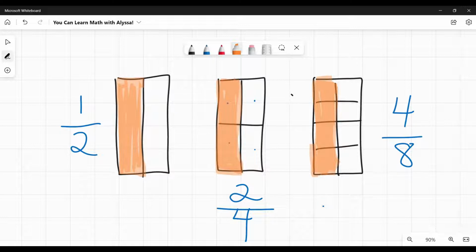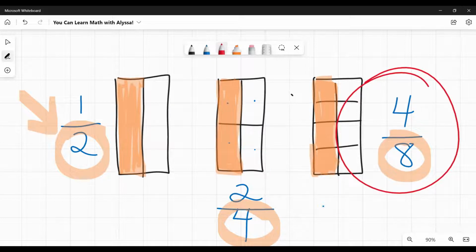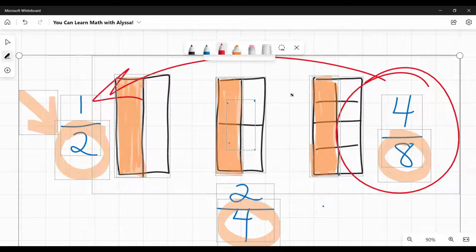If I was told to simplify any one of these, it's going to be the fraction with the smallest denominator, the smallest number on the bottom. Of 2, 4, and 8, 2 is the smallest, so 1/2 is the simplest form. Usually they're going to give you a fraction like 4/8, and they want you to get it down to that simplest form, 1/2.